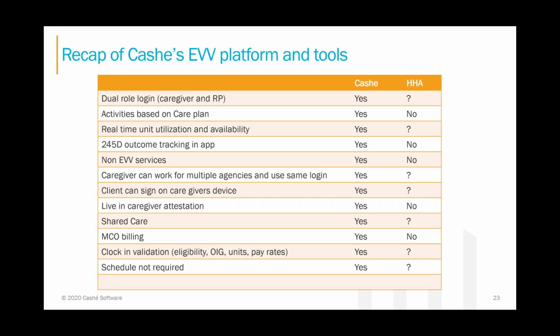Clock in validations for eligibility, OIG, pay rates, all of these things would reduce the number of errors and streamline the clock in and clock out process, and then simplify billing and payroll. So these things are already built in, and schedules are not required. These are just some of the things we thought of. There are many other benefits, but when you compare our product versus others, these are things that we feel are important.